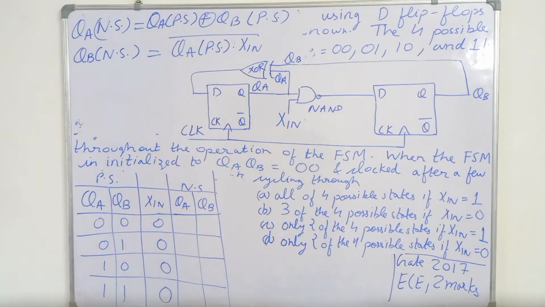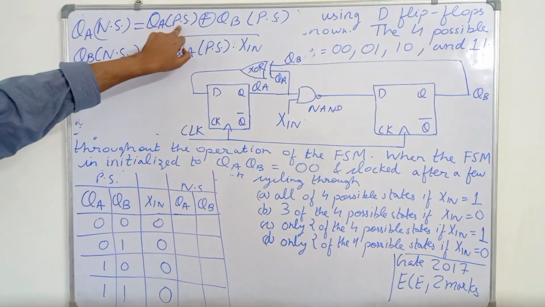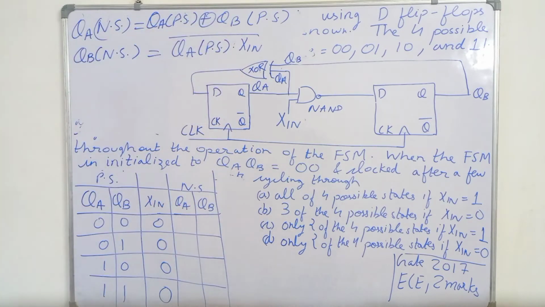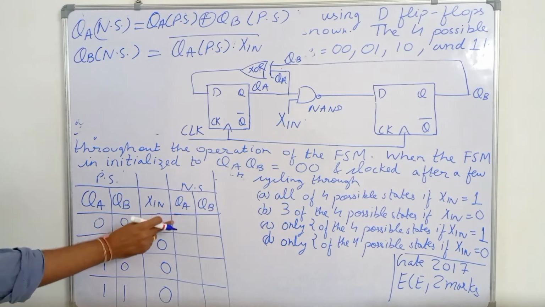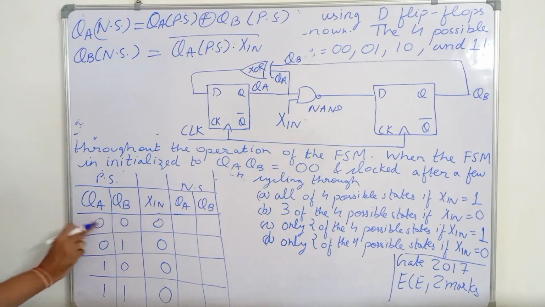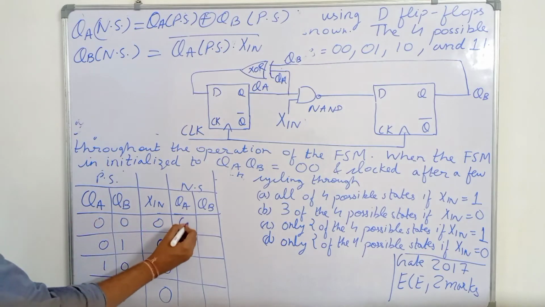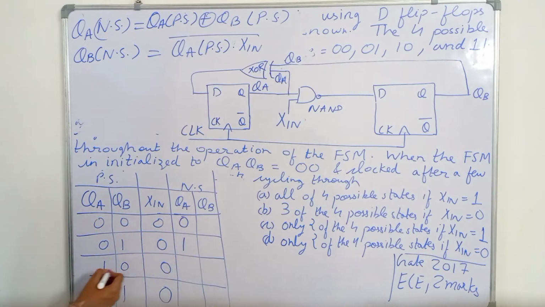Now from the table, see the present state and find the next state. So QA next state is equal to QA present state XOR QB present state. So QA present state is this, QB present state is this, and QA next state is the XOR of these two inputs. So 0 XOR 0 is 0, 0 XOR 1 is 1, 1 XOR 0 is 1, 1 XOR 1 is 0. This is the QA next state.